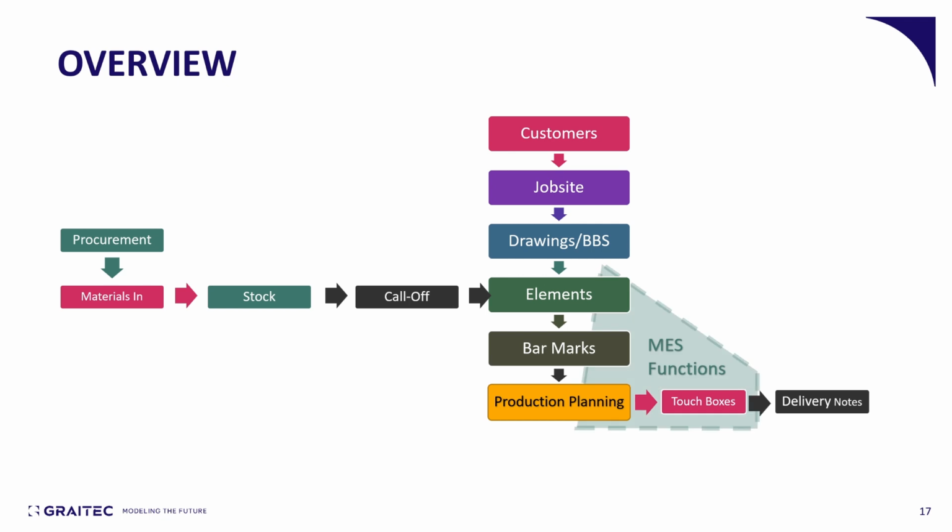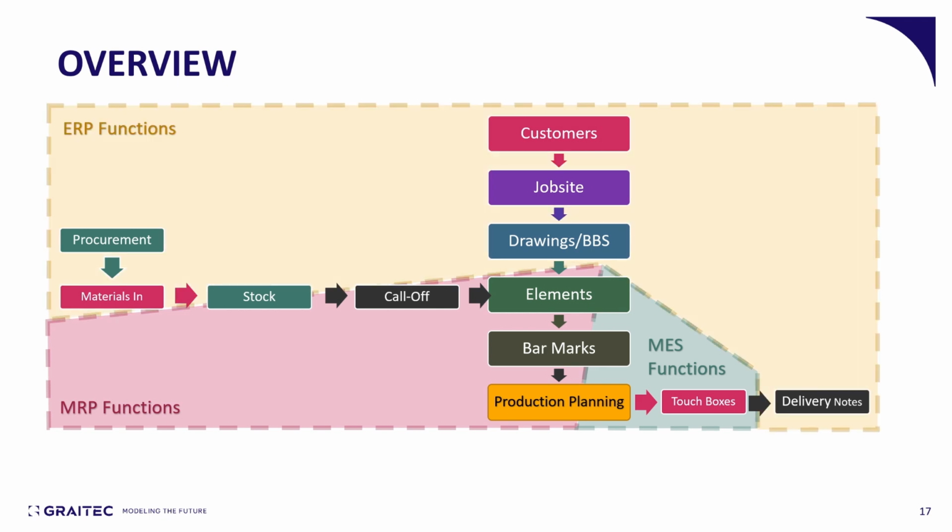So if we look into the system, this whole software is an MRP, MES, and ERP system. Where MES is situated is where the production, bar marks and elements, and the touch box are. Then you have the MRP, which is where the designing, the detailing part, the stock, the call-offs, and so on are. And then you have the whole functionality of ERP, where you are storing the database in terms of customer, cost, the job sites, and so on. So the software provides a combination of ERP functions, MRP functions, and MES functions.